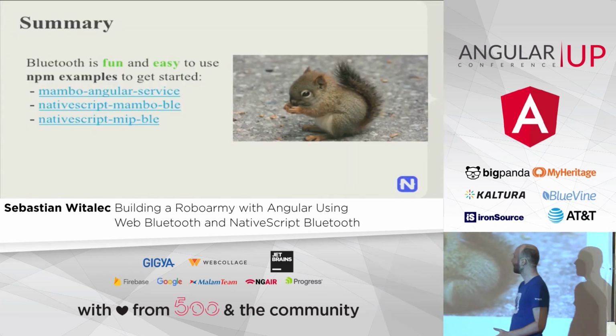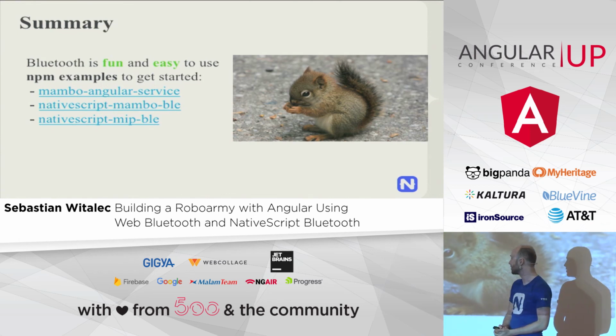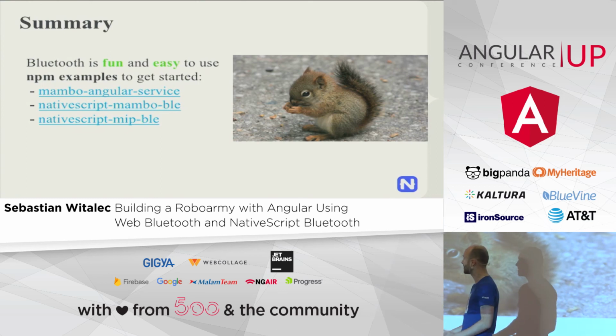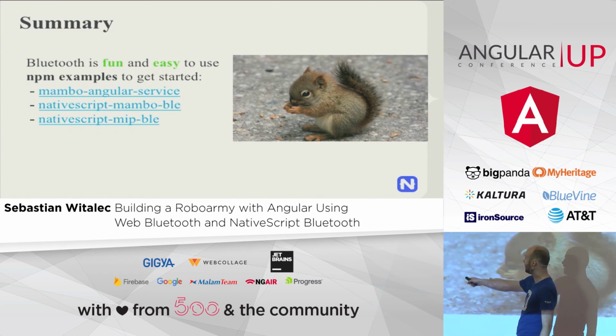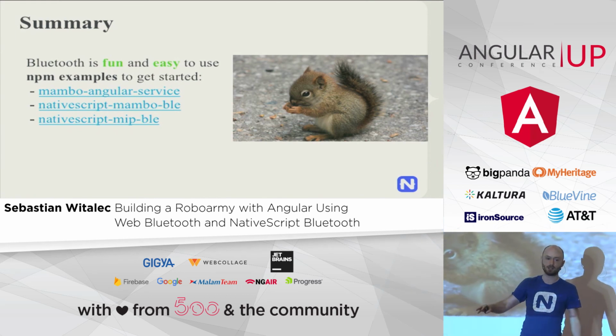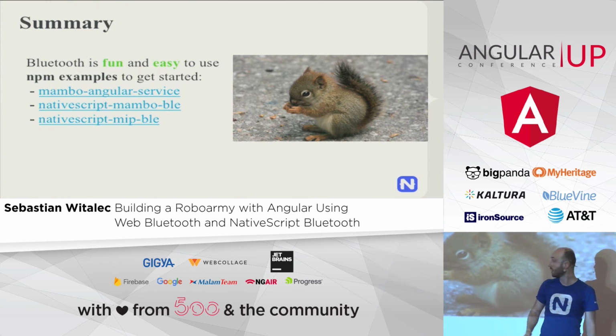The summary. If using Bluetooth is fun and it's fairly easy, which I hope you could see so far, if you want to get yourself started, you could look up any of those NPM modules. So there's Mumbo Angular Service, NativeScript Mumbo BLE, and NativeScript MIP BLE. The first one works with Angular. These ones are for NativeScript specifically.